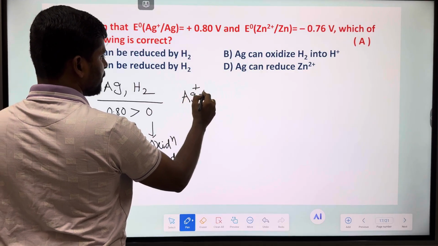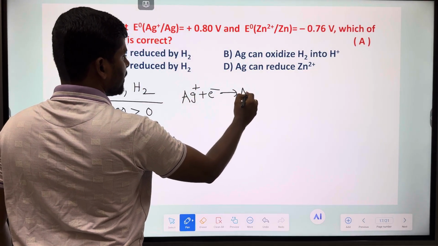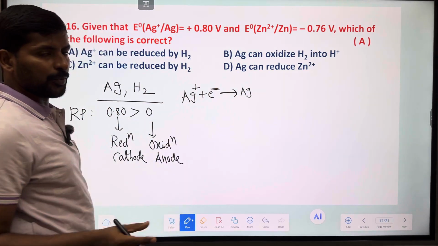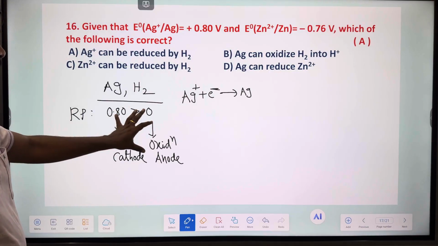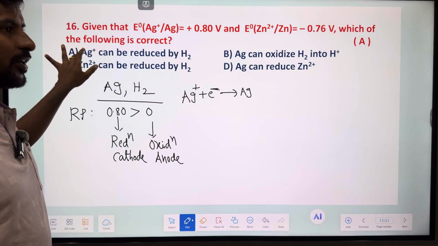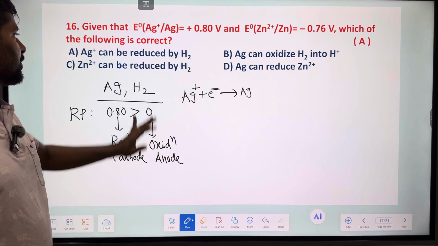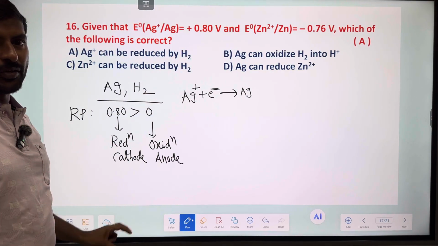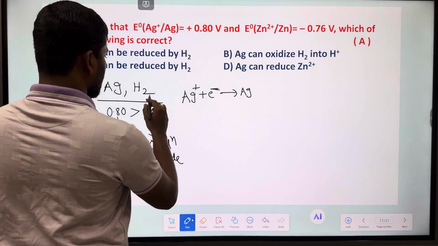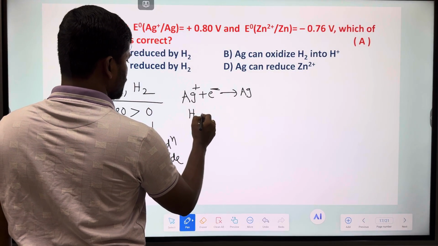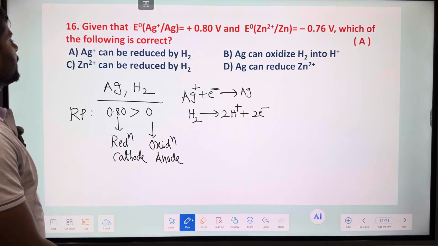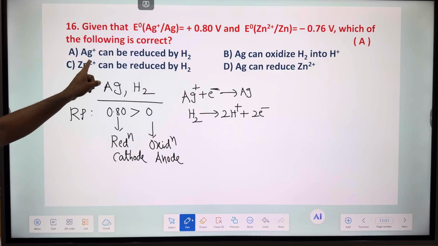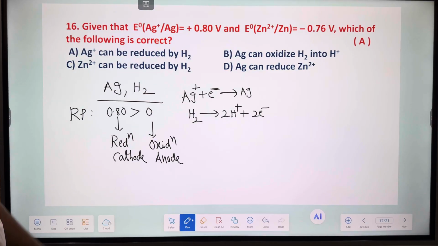Reduction means Ag plus plus an electron gives Ag. We are verifying which reaction is feasible, possible. First, based on the values given, we check which reaction is feasible. Next, hydrogen undergoes oxidation, so H2 gives 2H plus 2 electrons. So what is given here? Ag plus can be reduced by H2. Is it correct or not?